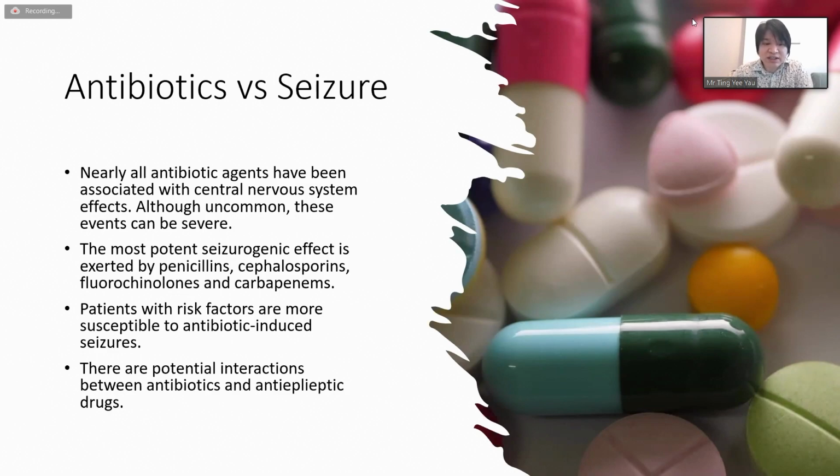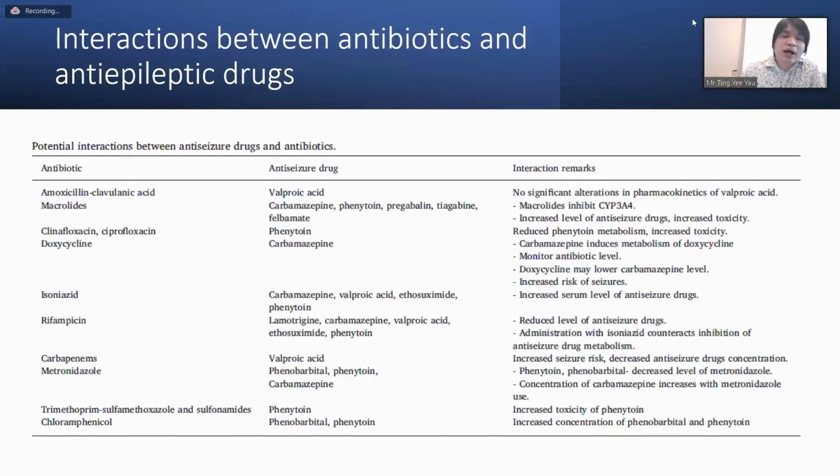There are potential interactions between antibiotics and anti-epileptic drugs. This table just shows that there are quite a few interactions between antibiotics and anti-seizure drugs. If you give ciprofloxacin or a quinolone, it does reduce the seizure threshold, and it also reduces the metabolism of anti-seizure drugs like phenytoin to increase the toxicity. The same for the macrolides.